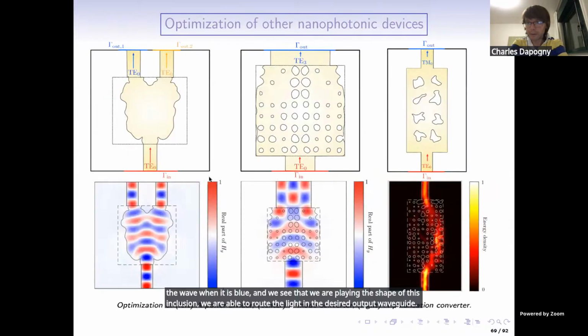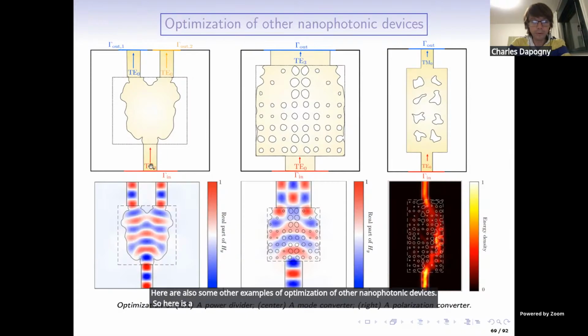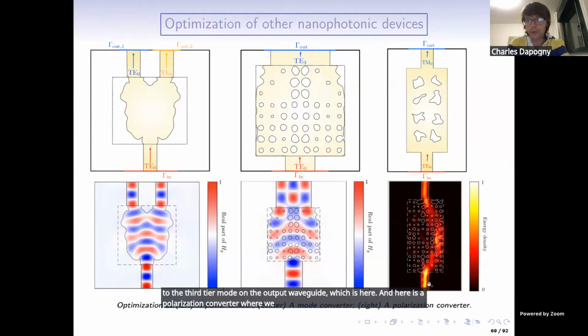Here are also some other examples of optimization of other nanophotonic devices. Here is a power divider, where we divide the power injected into the input waveguide equally into two output waveguides. This is the shape of this device. This is a mode converter, where we convert the first mode in the input waveguide to the third mode on the output waveguide, which is here. And here is a polarization converter, where we transfer the first transverse electric mode to the first transverse magnetic mode, which is here.